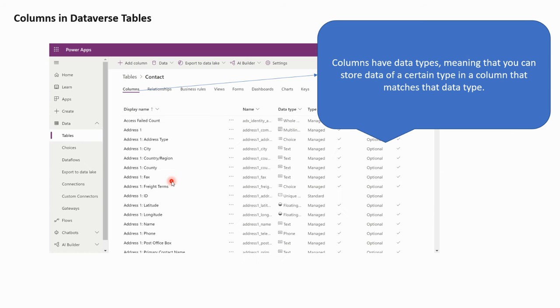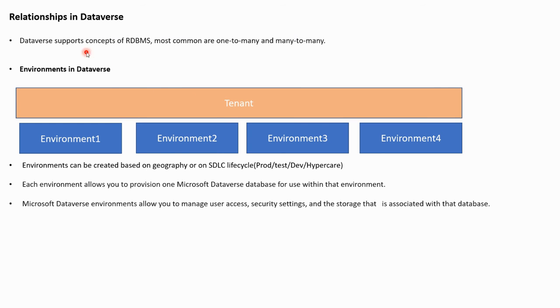Moving to the next slide, columns in Dataverse. Each column in Dataverse, like any database, has a data type. If you want to use a column with the same data type, you can just rename this column and use it as it is for your purpose. Moving to the next slide, as I mentioned, Dataverse supports the concepts of RDBMS. One-to-many and many-to-one relationships you can establish between different tables.